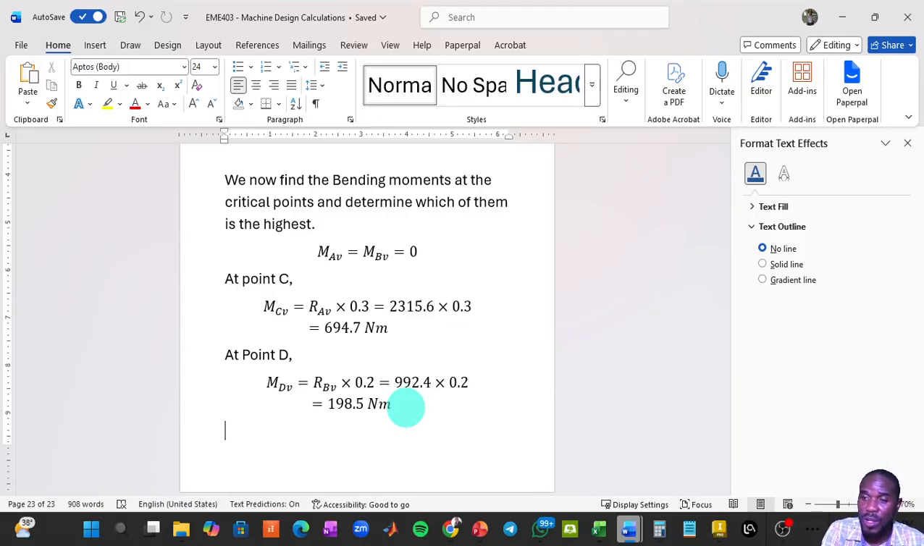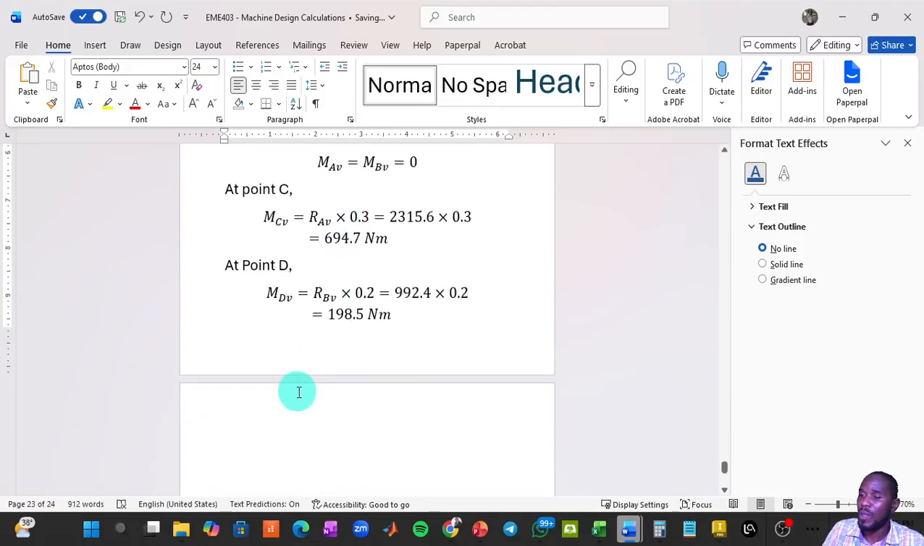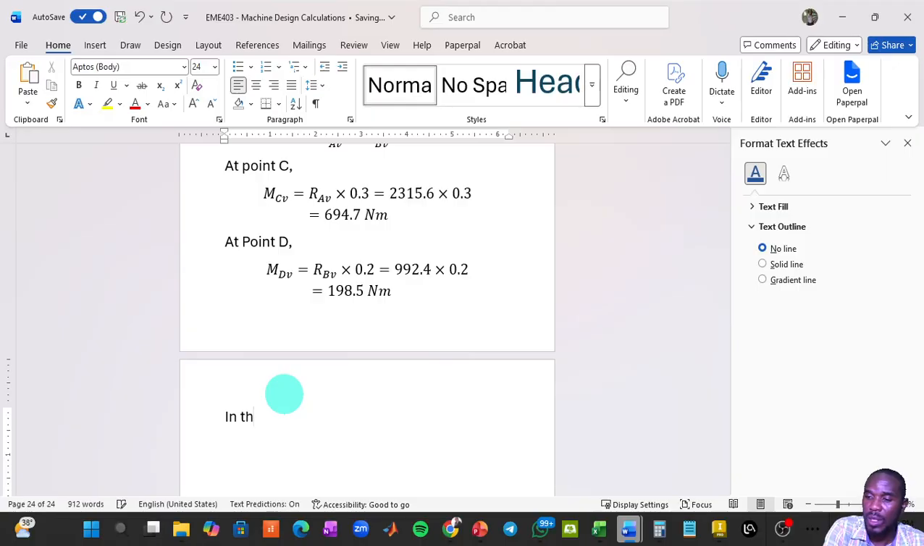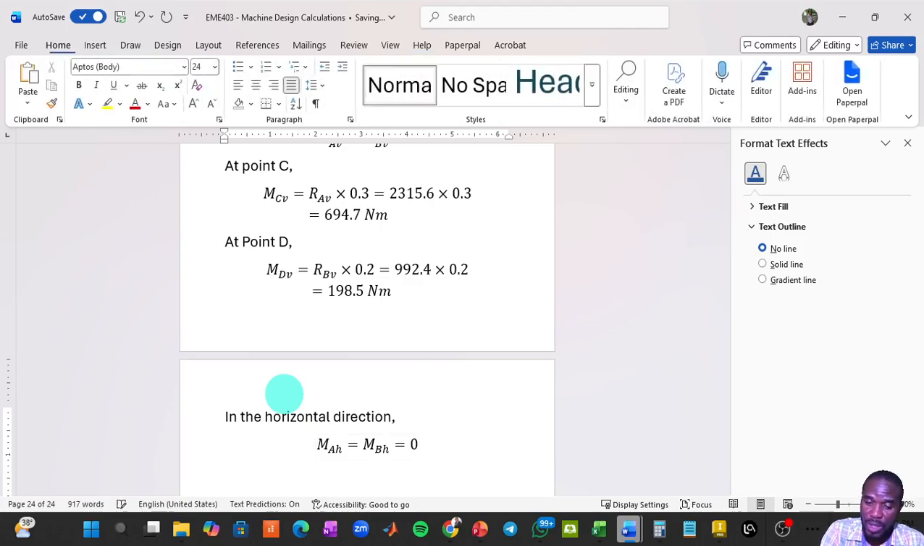Maybe I should have put a heading here: in vertical direction. Now we are in the horizontal direction. We know that the bending moment at point A in the horizontal direction is the same as the bending moment at point B in the horizontal direction, and both of those are 0, right?